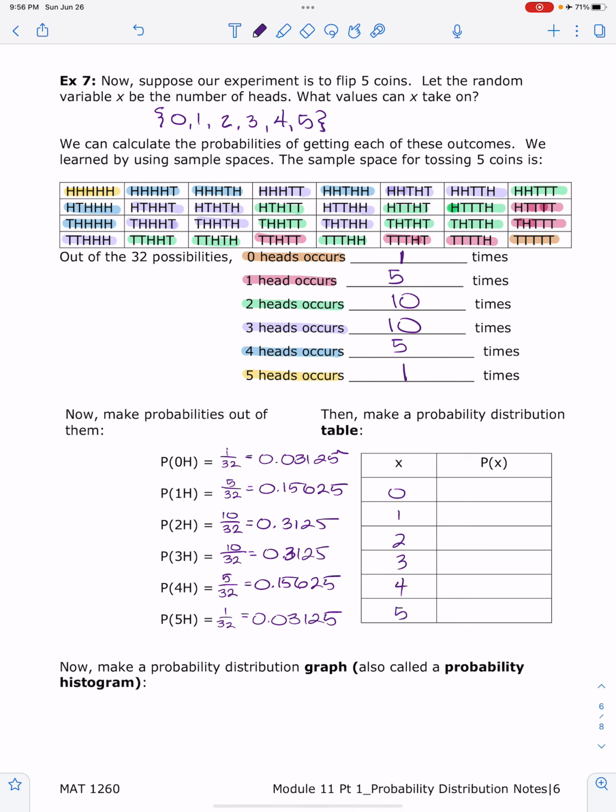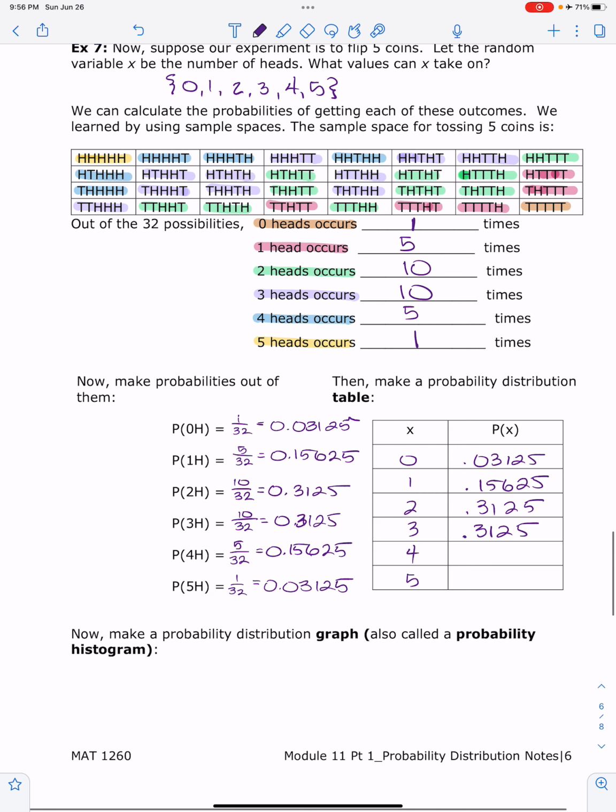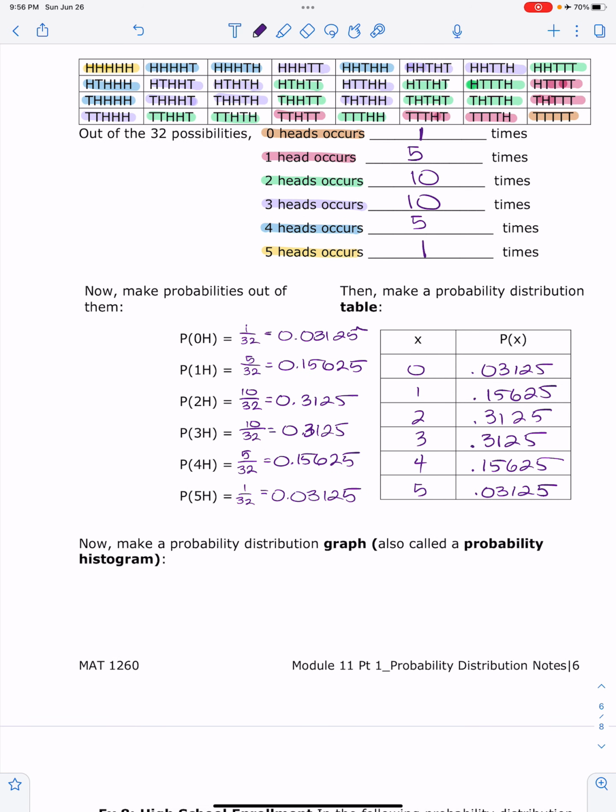And so we can fill in our probability distribution. Just a reminder that every single thing that could possibly happen in those 5 flips of a coin is represented in this table. So we do have a probability distribution here. We can also make a probability distribution graph or a probability histogram.